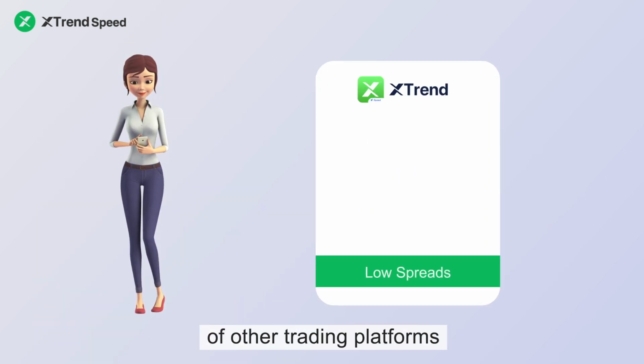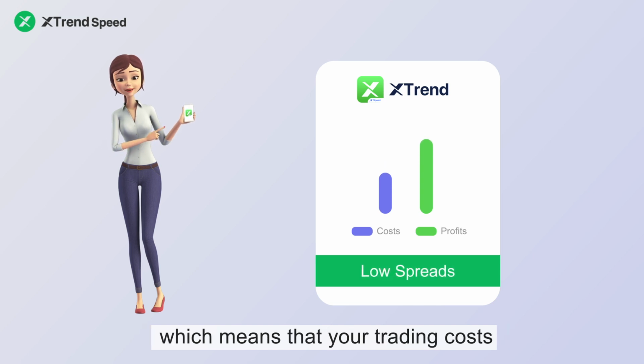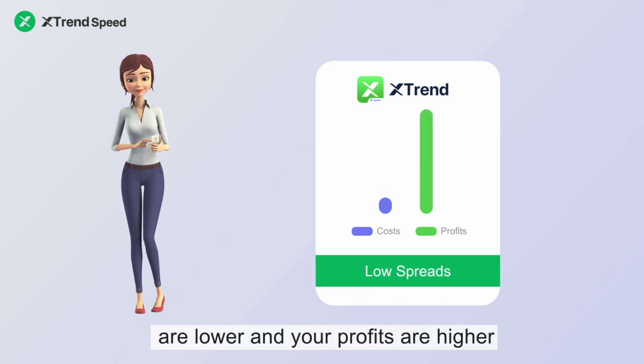Compared with the spreads of other trading platforms, the spreads on XTrend Speed are lower, which means that your trading costs are lower and your profits are higher.